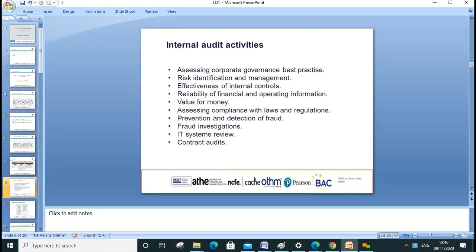Internal audit activity assesses corporate governance best practices: how your company is run, how it is controlled, what the risks of fraud are. Is it that the CEO of the company is taking money, getting loans, going on holidays, giving bonuses to themselves, not paying fair wages? It also covers reliability of financial and operating information, value for money, assessing compliance with the law, and prevention and detection of fraud. That's why we want internal audit and fraud investigations.